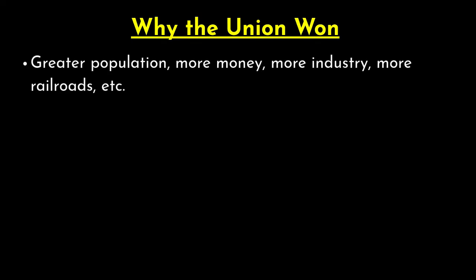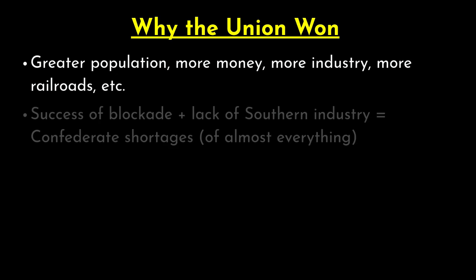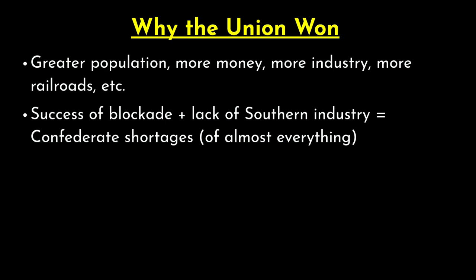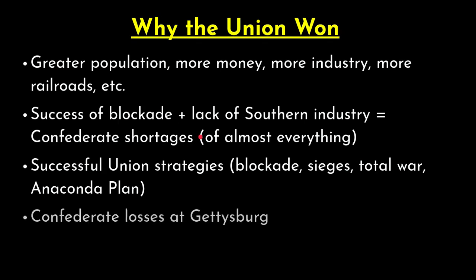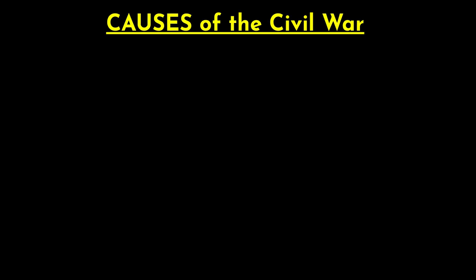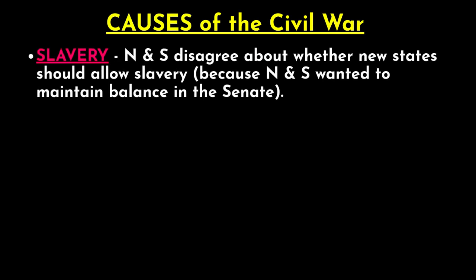All right, why did the Union win? Mostly they had more population, more money, more industry, more factories, more railroads, more everything. The Confederates had shortages of everything because they had very little industry, and the naval blockade was working, so Confederates were short of almost everything. The Confederate losses at Gettysburg played a big role, so ultimately the Union won.